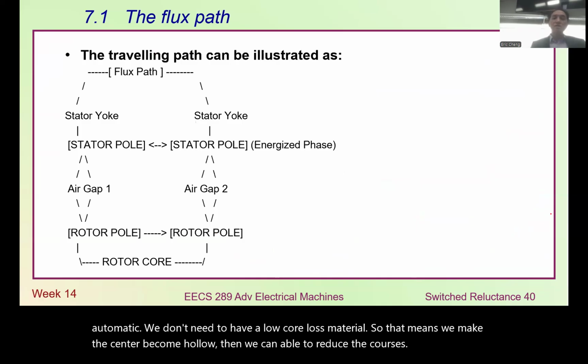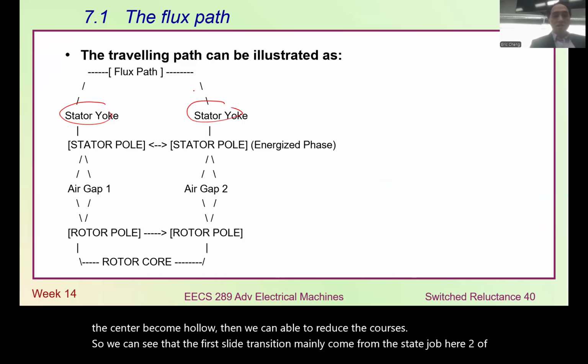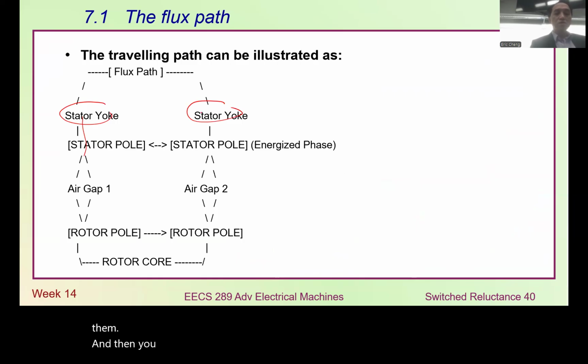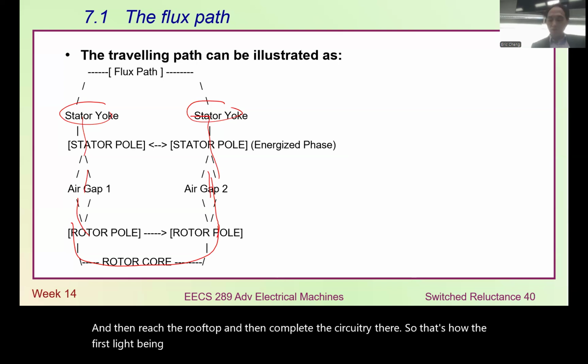So you can see the flux line mainly comes from the stator yoke here, two of them. Then it goes through the stator pole, through the air gap, reaches the rotor, and completes the circuitry there. That's how the flux line moves in the magnetic circuit.